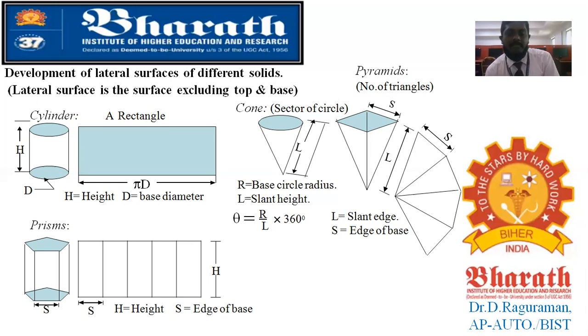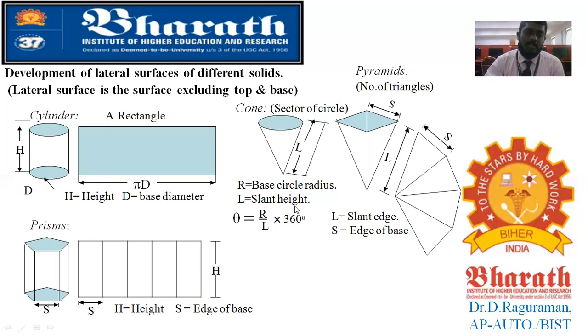So there is a formula for how much arc length we will have while unwrapping. That depends upon the slant height as well as the radius. Depending on that, r by l into 360 degrees gives you the unwrapping angle. You can make that theta calculation with respect to the base circle radius as well as the slant height, because that is what you are unwrapping.